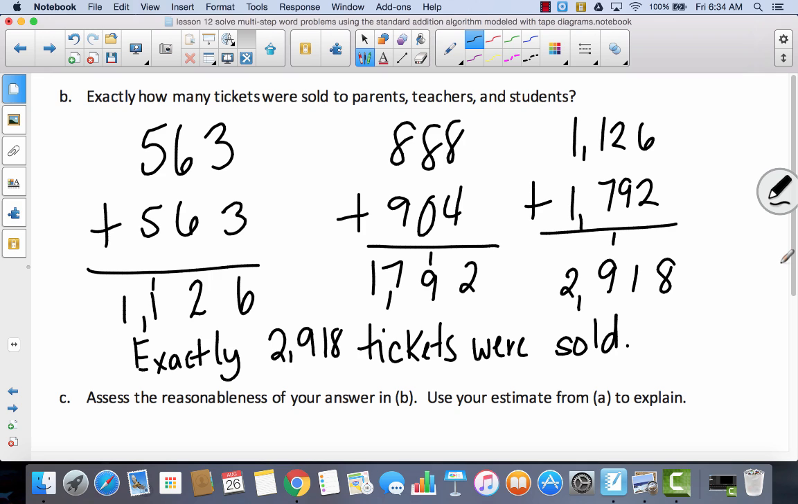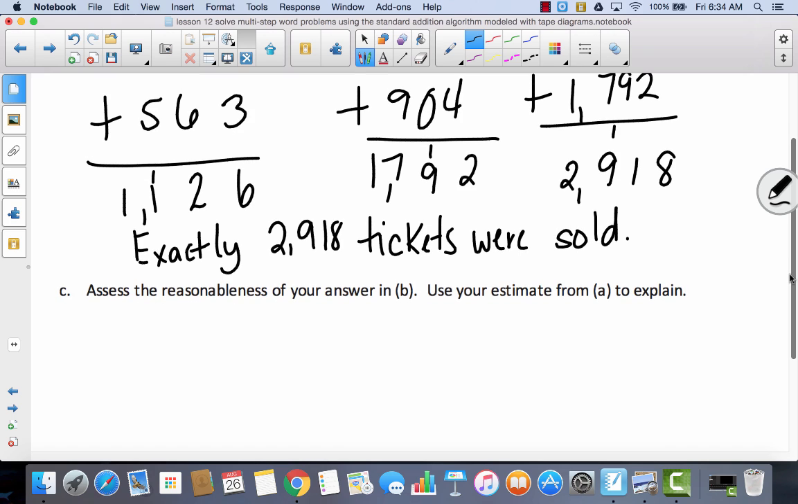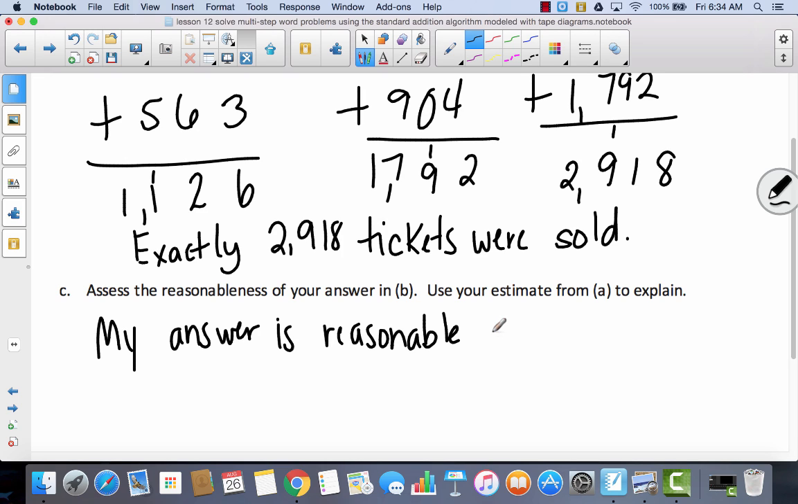All right, so again, we're going to compare our estimate to our exact answer. So it says, assess the reasonableness of your answer. Is this answer reasonable? Look back at our estimate. Well, our estimate was 3,000, so aren't they very close? Yes, they are. So I'm going to say my answer is reasonable because 2,918 is very close to 3,000.